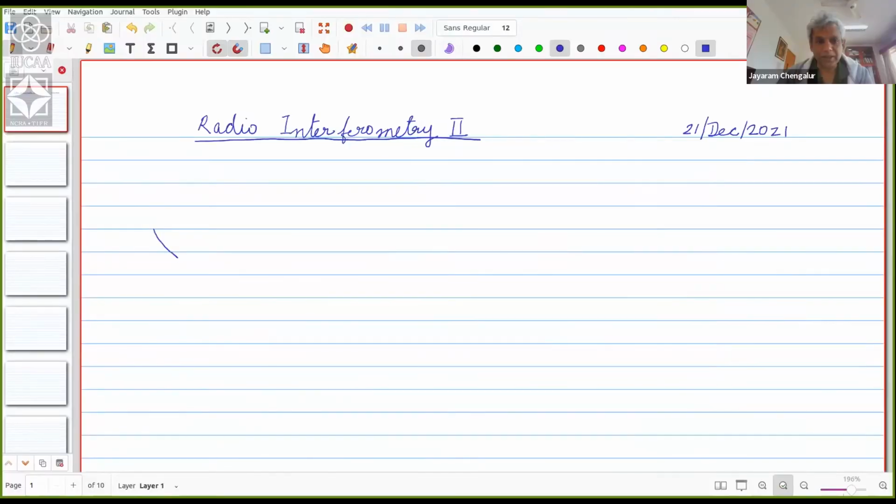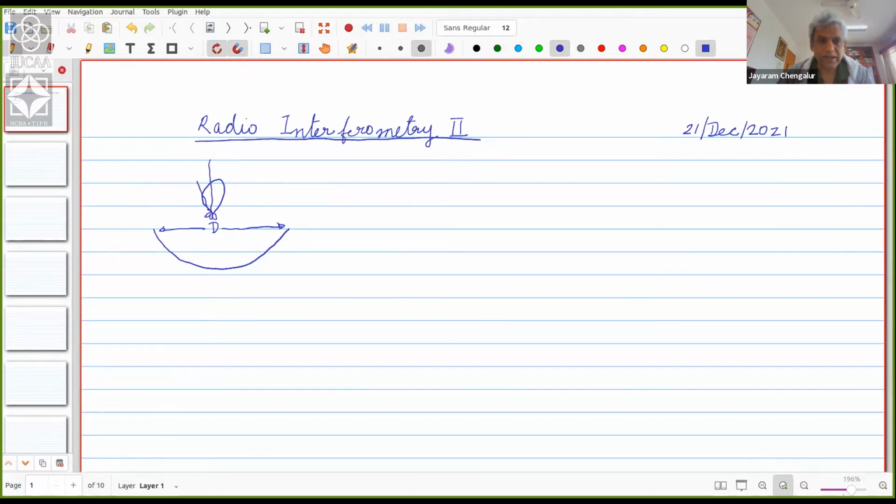Let's start with a single dish radio telescope, the kind of thing that Nissim has been talking about, a parabolic dish of diameter d. If we schematically show its sensitivity as a function of direction, it has a main lobe in some direction, and then it may have side lobes in other directions. The main lobe is typically along the axis. You'll have to forgive my drawing.